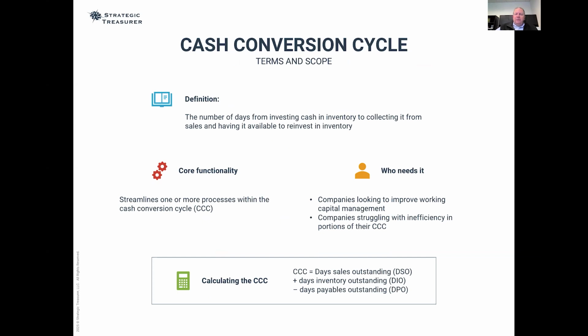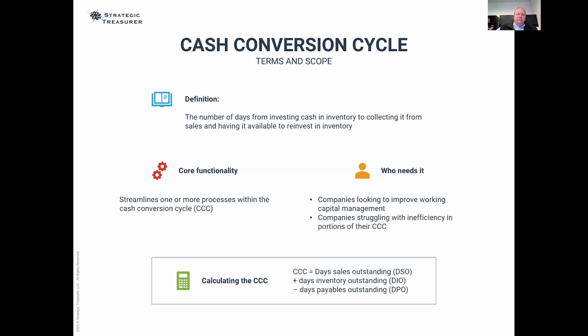And so it's defined as the number of days from investing cash in inventory to collecting it from sales, converting it from receivables to cash, and then having it available to reinvest in inventory. So everything you have from your cash that goes into inventory or that goes into receivables is part of that. Same thing with payables. All those are measures of efficiency that fit into the cash conversion cycle.